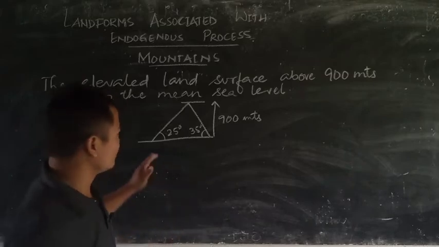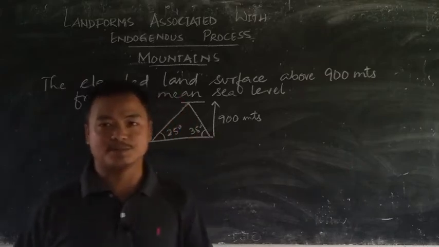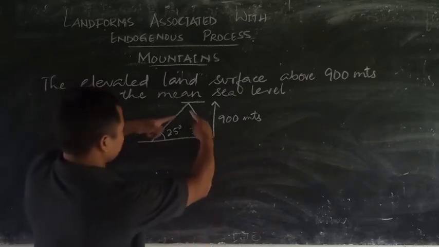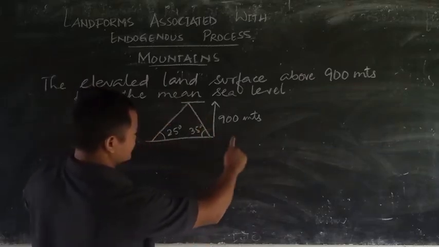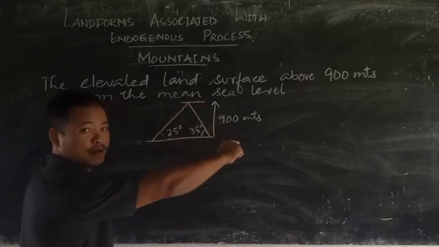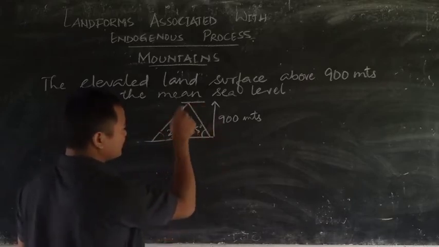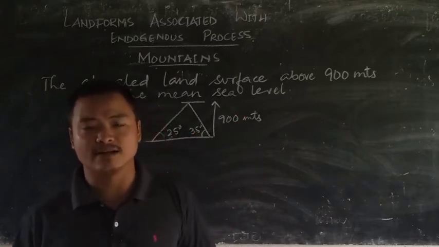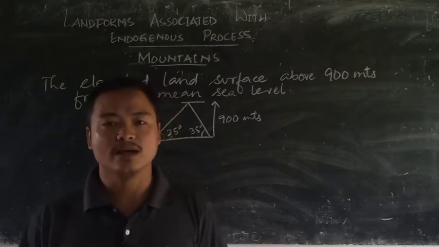If you see the geometric figure to be drawn as per Professor Finch's definition of mountain, the elevated land surface from the base with its sides, that is the limbs of the mountain, having an angle of 25 to 35 degrees and at a height over 900 meters, that is what we call mountains.